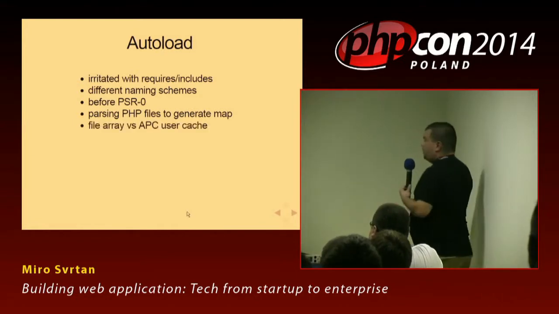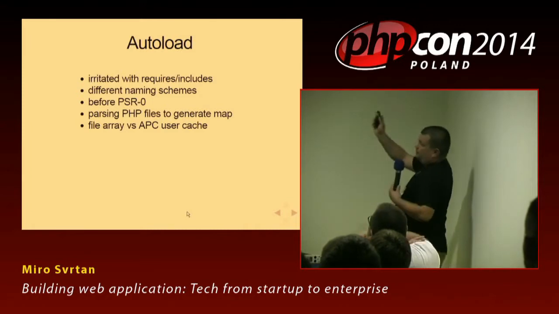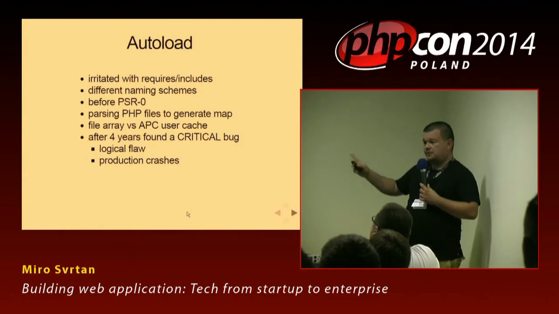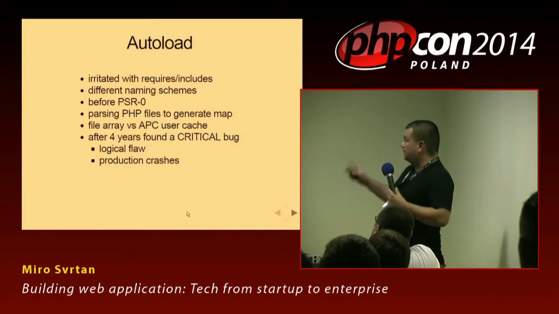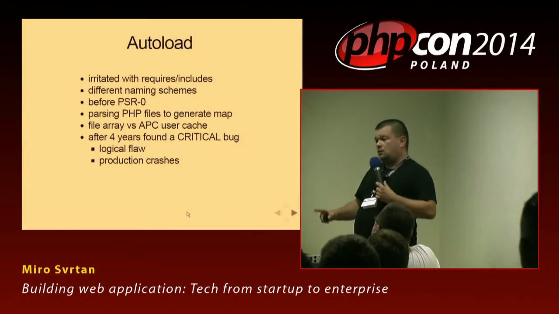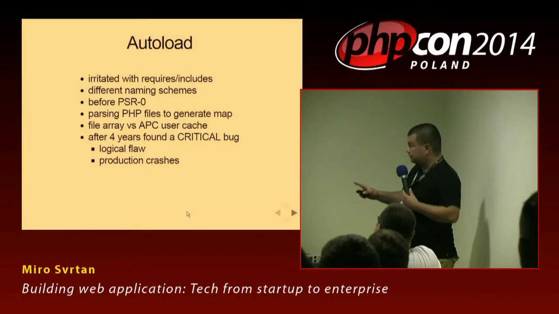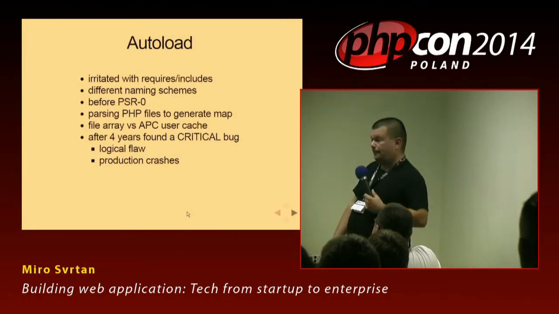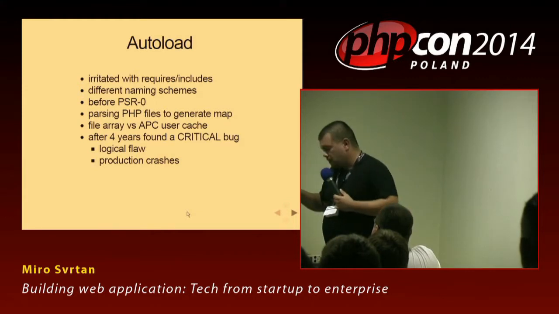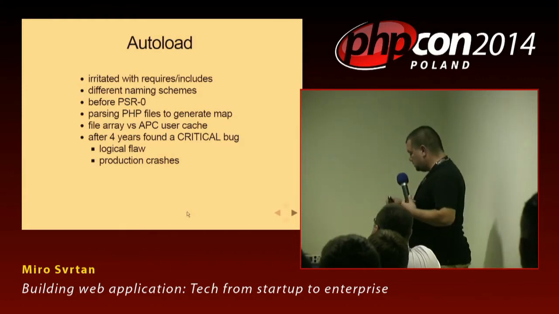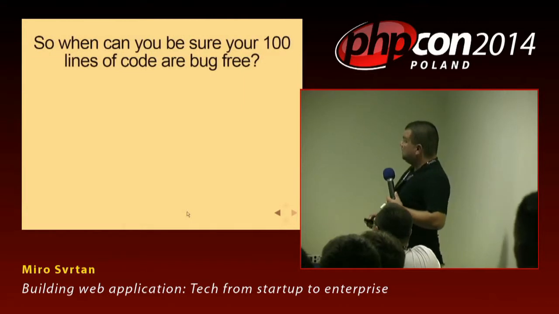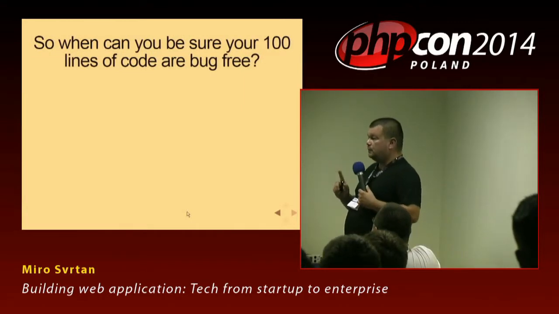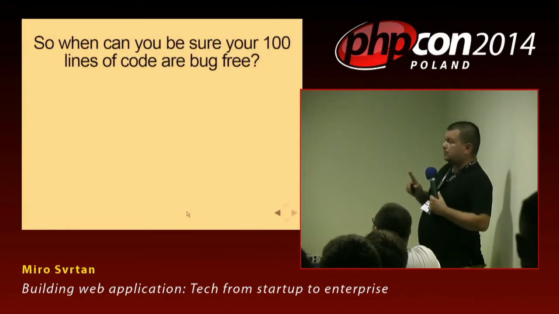And okay, we started using FileArray, but moved to APC. And after 4 years, we found a critical bug. It was a logical flaw in that part of the code that actually produced production crashes. And why am I talking about this? It was really hard to find the bug. It took more than a week for 3 developers to locate it.